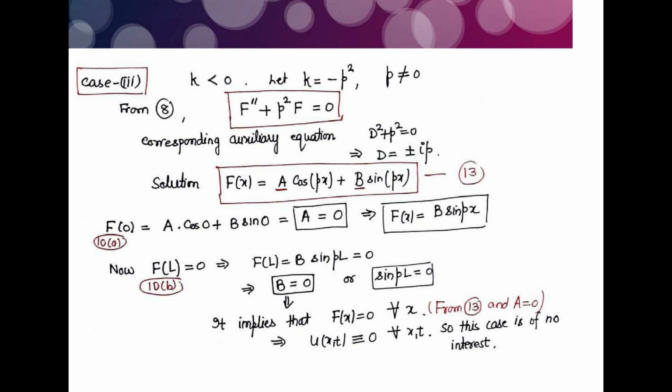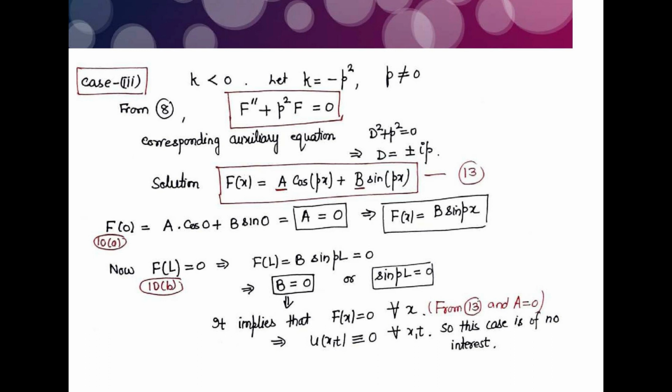Now we use the second boundary condition, that capital F of L equal to 0, which is 10b. This implies that B times sin pL equal to 0. Now there are two options, either B is 0 or sin pL equal to 0. If capital B is 0, capital A is already 0. So from equation number 13, we get capital F of x is 0 for all values of x. So this implies that the deflection u of x,t given by equation number 4, which is the product of capital F into capital G, is 0 for all values of x and t. So there is no deflection in the string. So this case is also of no interest.